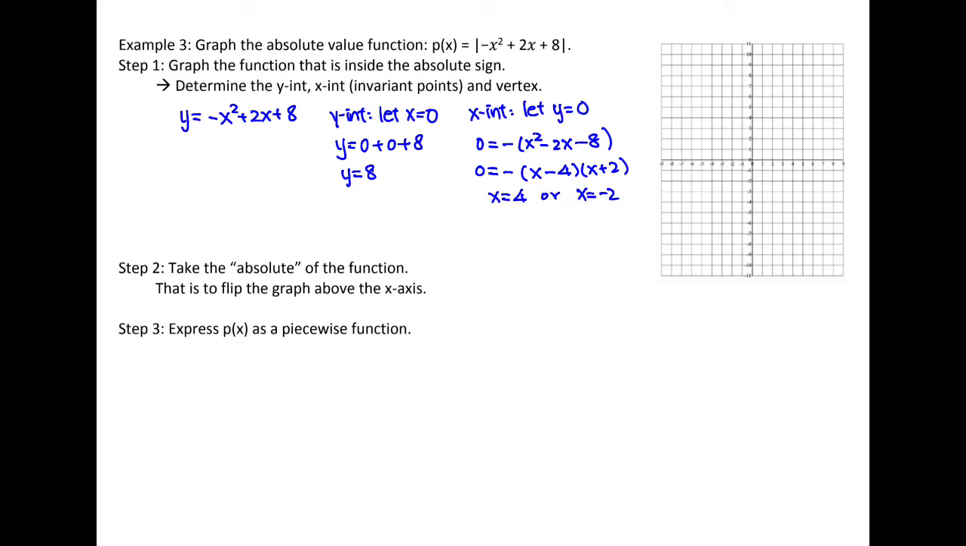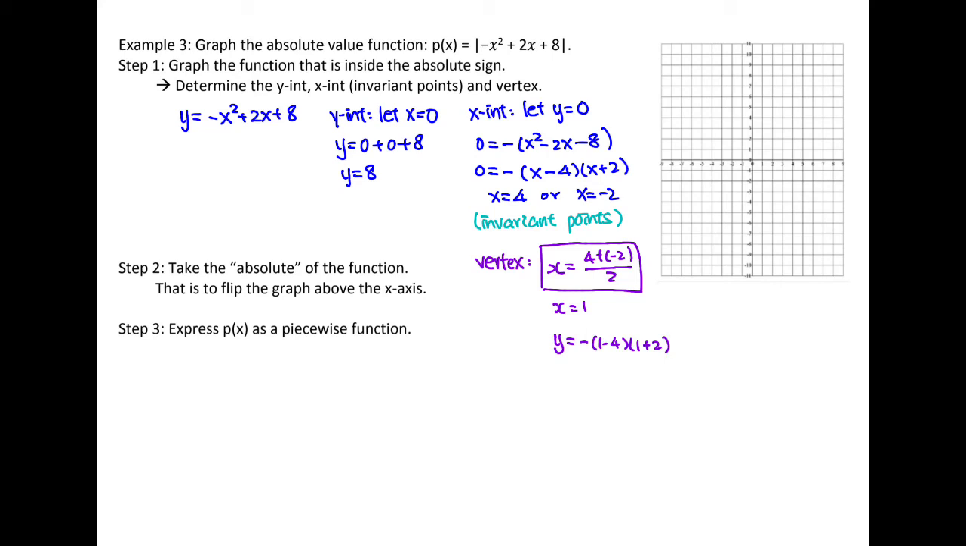Since we have two x-intercepts, that means we have two invariant points. Another crucial point to find for a quadratic function is the vertex. There are two ways to find the vertex. Method 1. X is going to be the sum of the zeros divided by 2, which is the sum of the x-intercepts divided by 2. X is going to be 1. Then substitute back into the function to find the y value, we get y equals 9. Therefore, the vertex is at (1, 9).